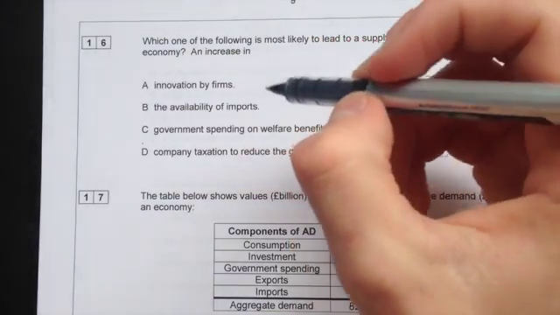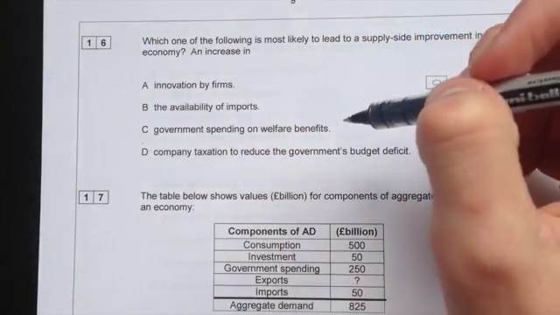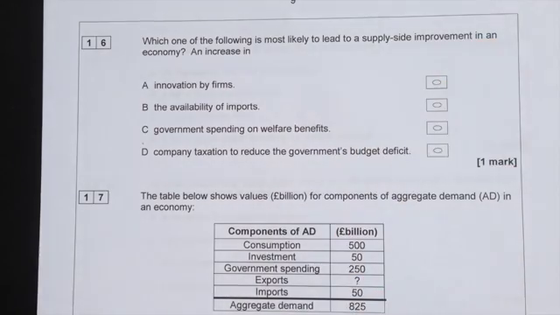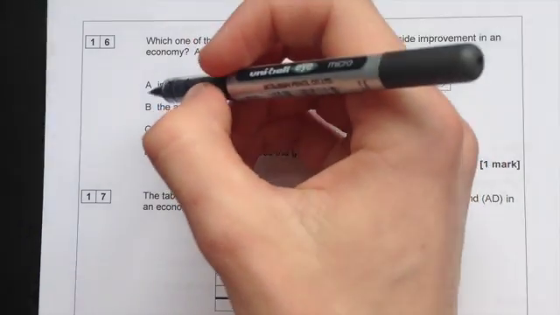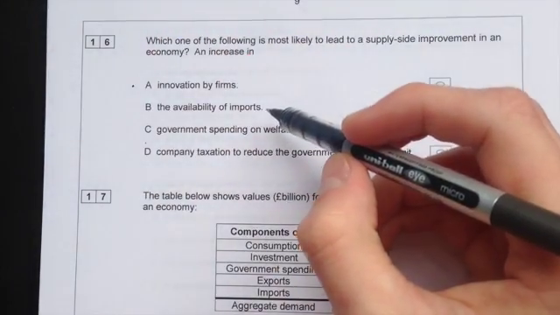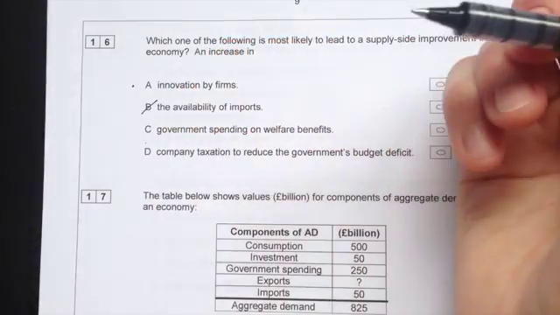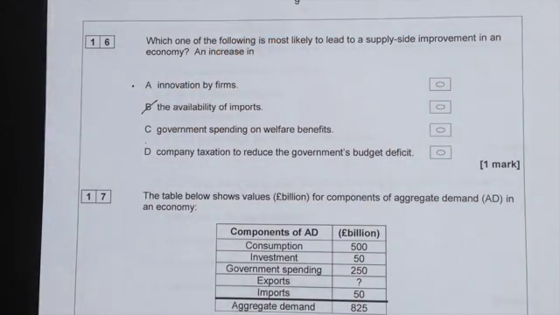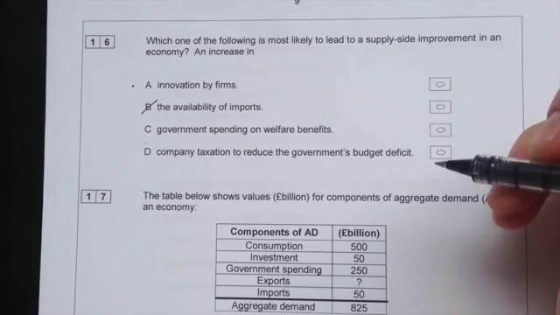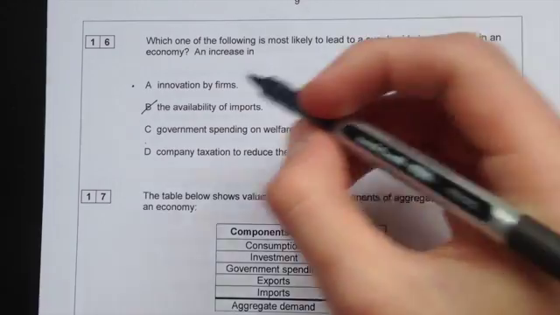So, is it A, innovation by firms? If firms are innovating, they're finding new ways to produce goods, better ways, more efficient ways. So this sounds like it is likely to do that. So we'll put maybe for this one. The availability of imports probably won't. Well, it won't. C, government expenditure on welfare benefits. Nope.